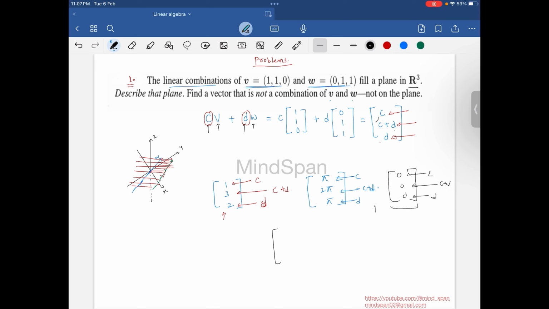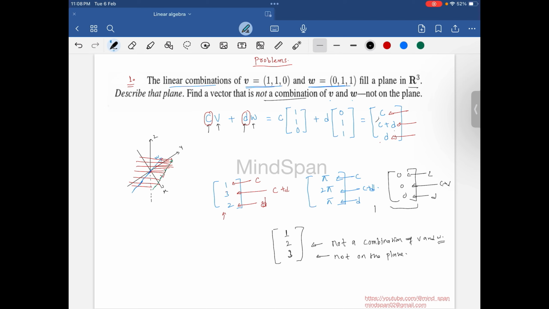And find the vector that is not a combination of v and w. We can take many vectors that are not in the plane, or that are not a combination of v and w. You can take any vector that does not satisfy this condition with c and d. So 1 2 3 will not be a combination of v and w, or you can say it is not on the plane of the linear combination of v and w, right?